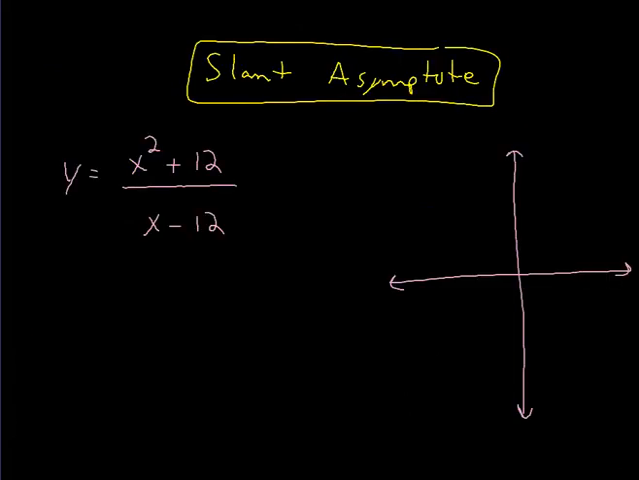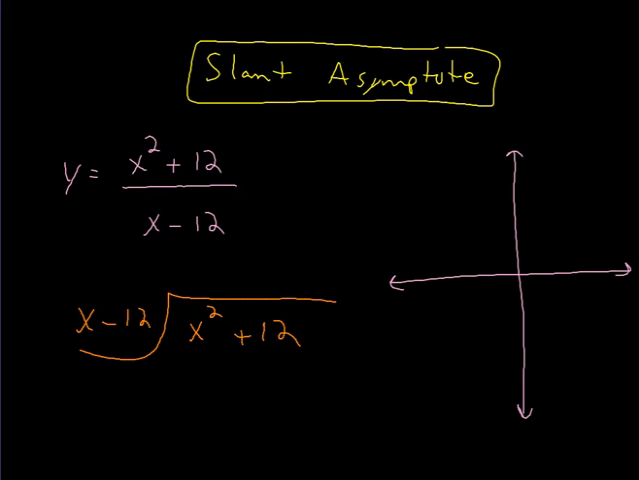You only have slant asymptotes if the degree of the numerator is exactly 1 larger than the degree of the denominator. If that is true, you will have a slant asymptote. How you find it is you use long division. Synthetic division usually does not work with slant asymptotes, so it's best to always use long division.